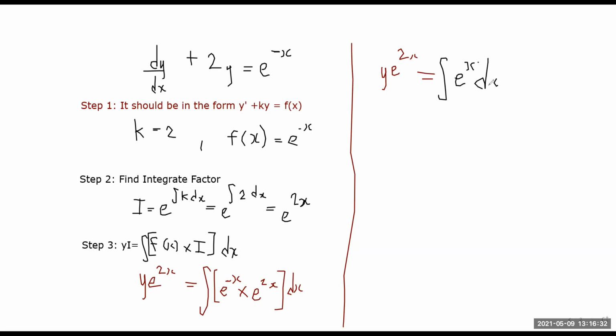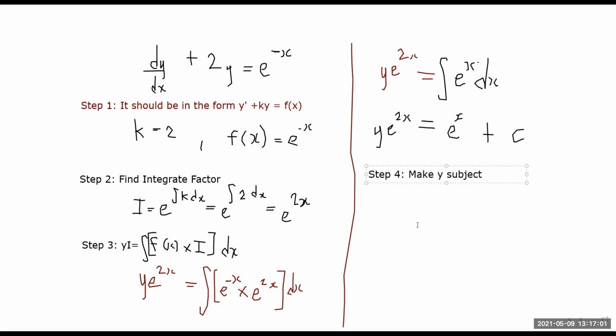And when I integrate e to the x, I just get e to the x, but then I put my constant plus c. All right, so this works out to be y e to the 2x equal to e to the x plus c. So now, Marika, I need y to be the subject. That's step 4, make y the subject.